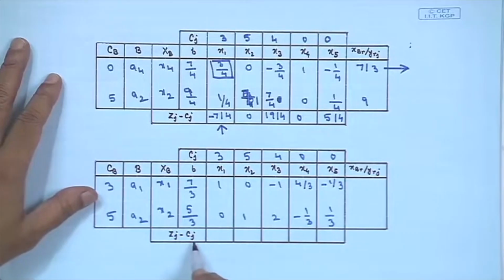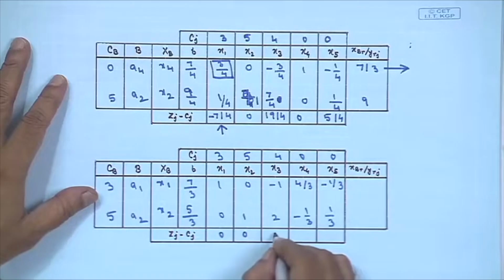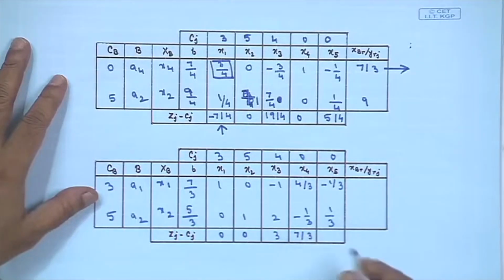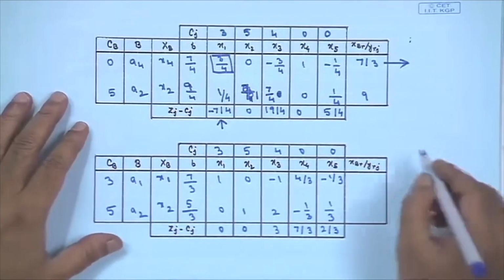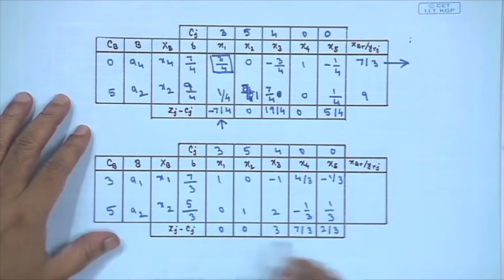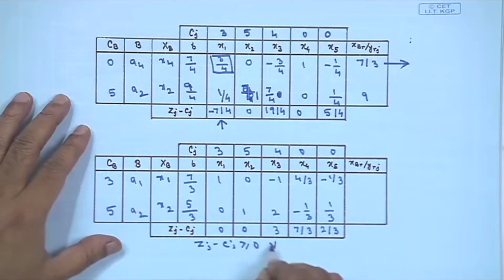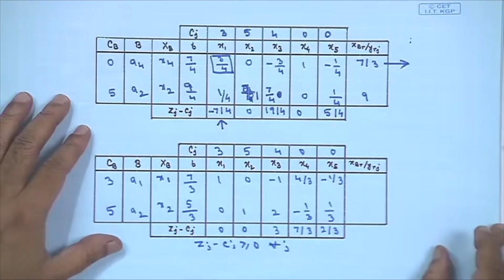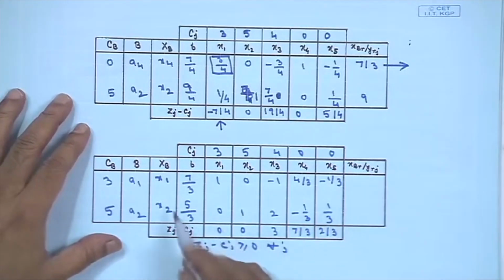So, now if we calculate Zj minus Cj, it will be 0, 0, 3, 7 by 3 and 2 by 3. So, Zj minus Cj, if you see, is greater than or equal to 0. It is 0 for basic variables and greater than 0 for non-basic variables. So, you are getting the unique optimal solution.